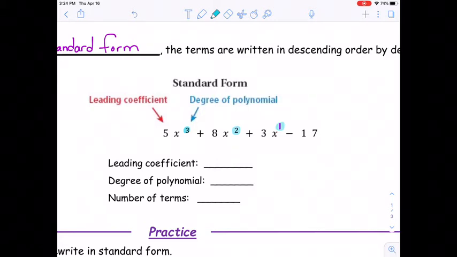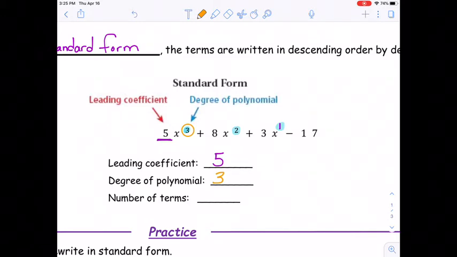Every polynomial has a leading coefficient. A leading coefficient is simply the first number that's multiplied times a variable when you put it into standard form. So in this case, the leading coefficient is 5. It's just the number, no x with it. The degree of the polynomial is the highest degree of any term. So in this case, the highest degree was that 3. No other exponents were higher. So that's what we call the degree of our polynomial, third degree.